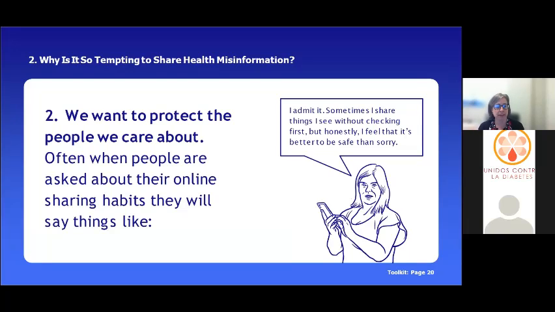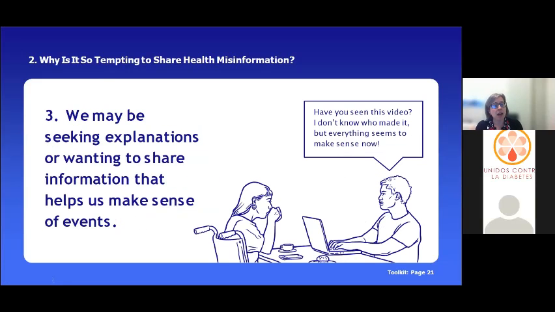When people are asked about their online sharing habits, oftentimes it's a quote like this: sometimes I share things I see without checking first, but honestly, I feel that it's better to be safe than sorry. There are many things going on in the world, and sometimes it's very confusing and unsettling, so a lot of times people will share misinformation because they're trying to make sense of what's going on in the world.